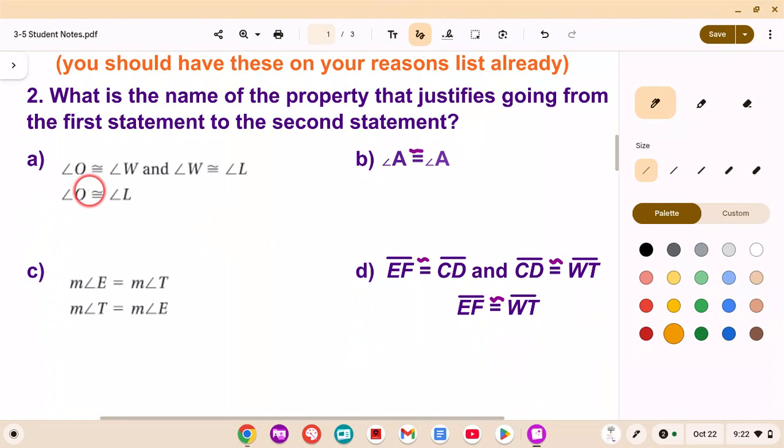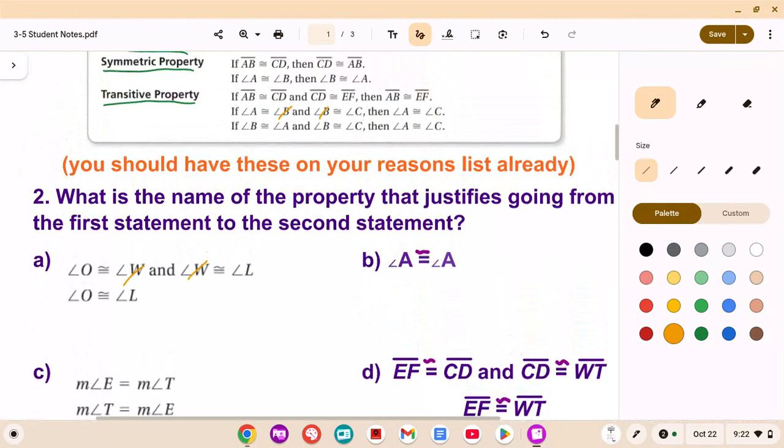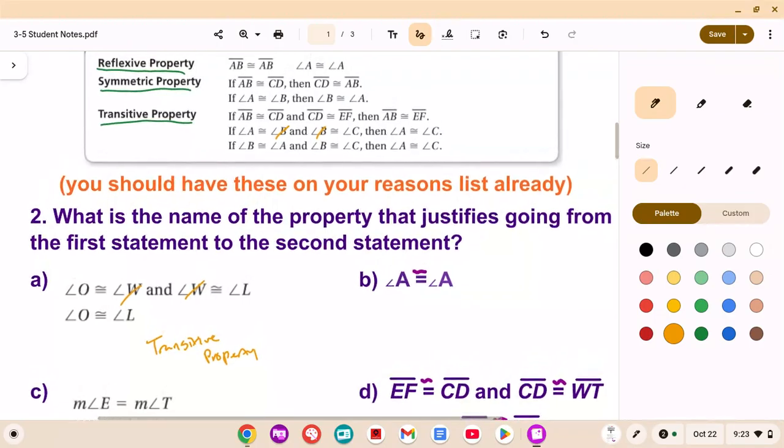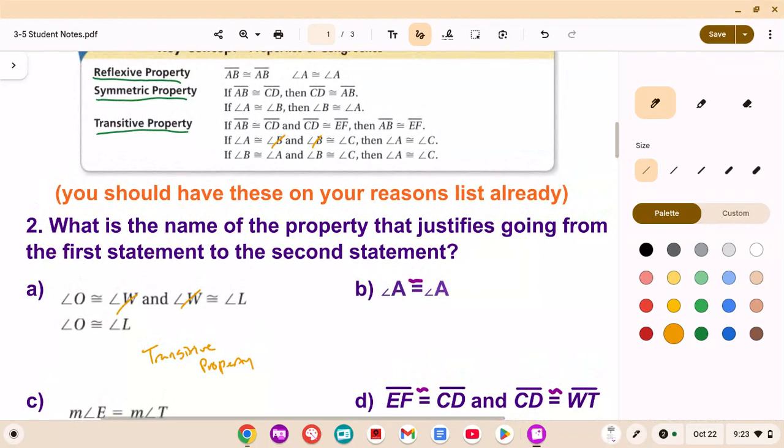So if you look at A, they talk about O being the same as W, W being the same as L. Well, you could take out the W's and say, well, that's the same thing as O being congruent to L. That's like the last one I was talking about. So this one is going to be transitive property. This one just says angle A is congruent to angle A. It makes sense. Something's congruent to itself. This is reflexive property.